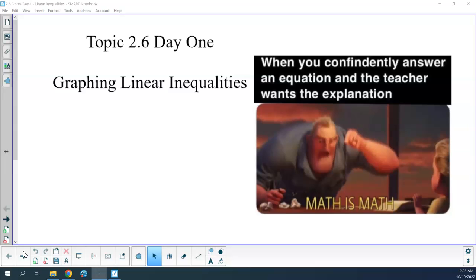Test is Friday. Okay. What? Friday. No, I thought it was earlier in the week. Oh no, Friday. So today we're going to handle graphing linear inequalities. Wednesday we're going to graph absolute value inequalities. Thursday we'll review all things Unit 2, and then Friday we'll take the test.